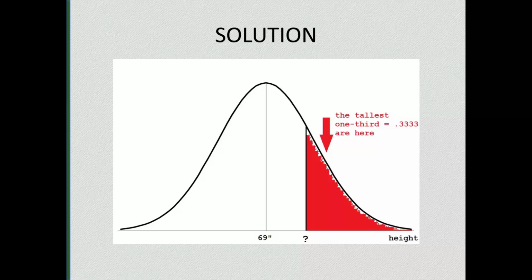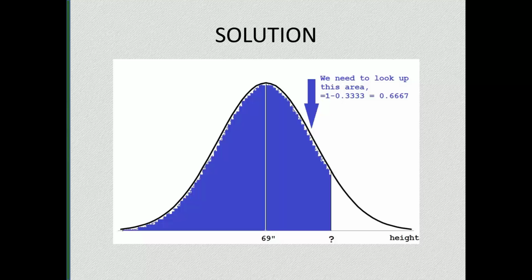I know you began by drawing a picture. The tallest 1/3 of the population is up in here, above this cutoff that we're trying to find. But we do not look the probability of 1/3 up in Excel. Why not? Because Excel is built in terms of this area under the curve, from a certain point on down. And so we need to look up this area, which is 2/3 of the curve.